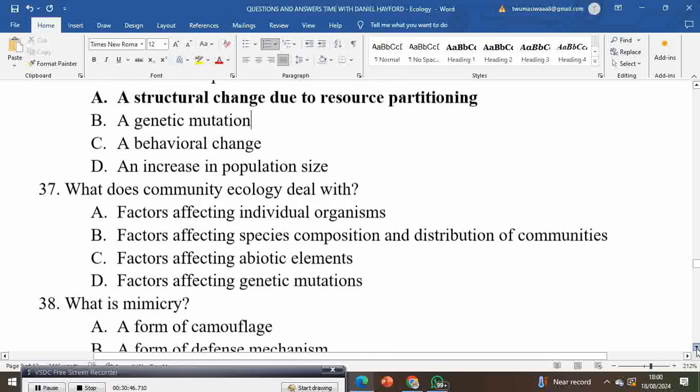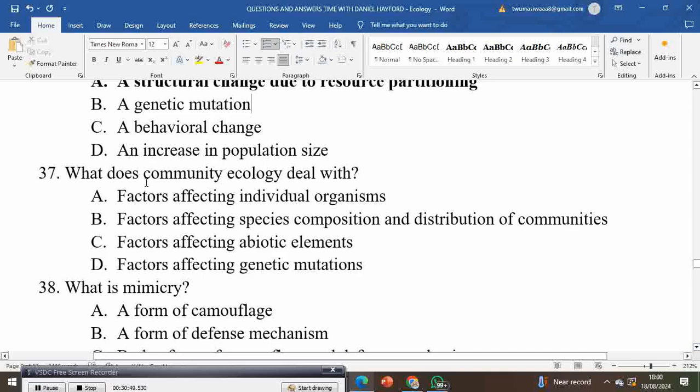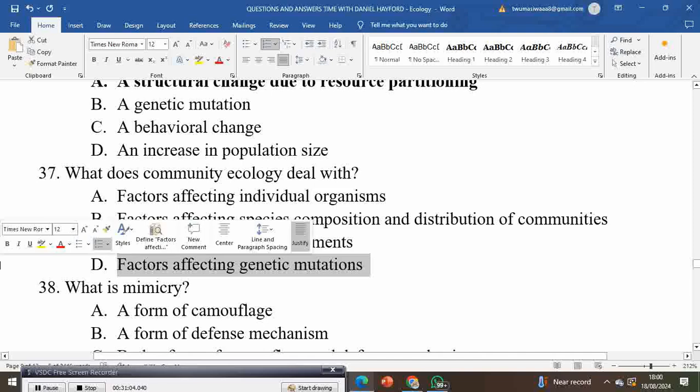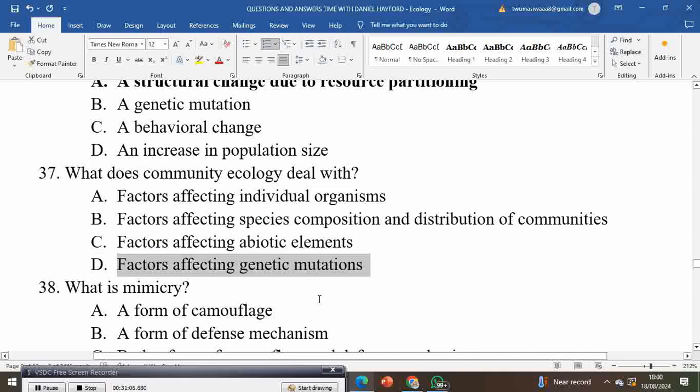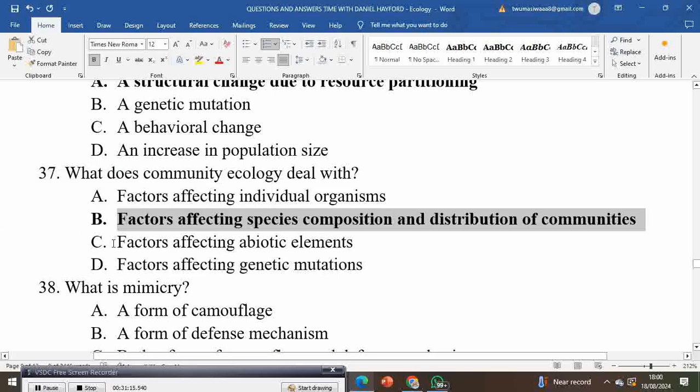Now, question number 37. What does community ecology deal with? A, factors affecting individual organisms. B, factors affecting species composition and distribution of communities. C, factors affecting biotic elements, and then D, factors affecting genetic mutation. So which one is your best for 37? The best should be B. Community ecology deals with factors affecting species composition and distribution of communities.